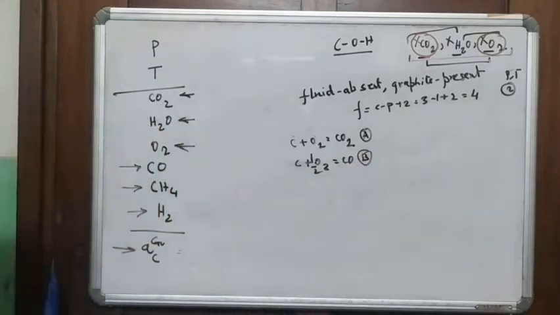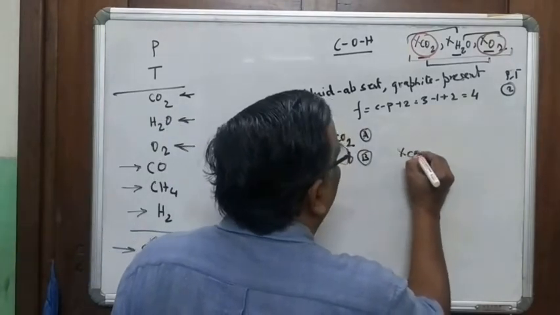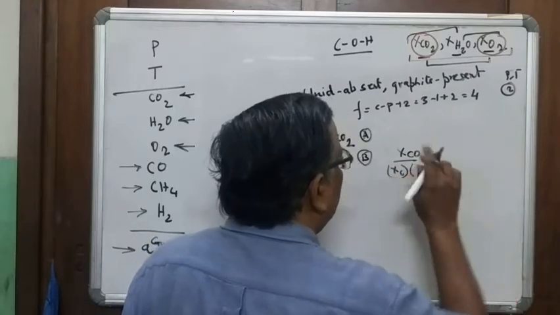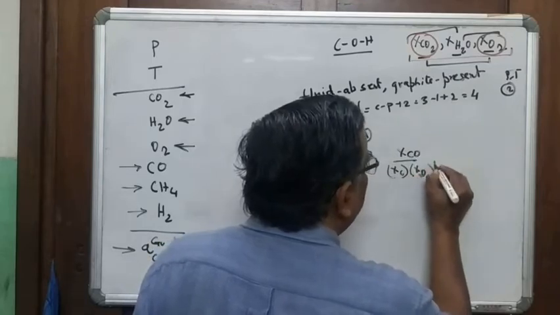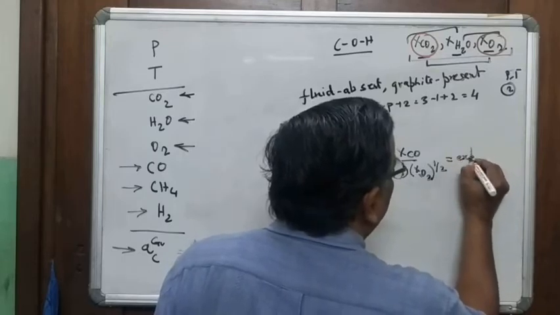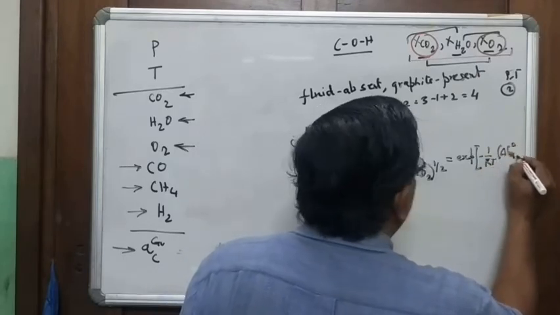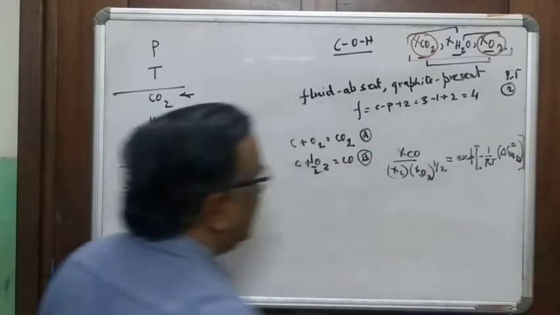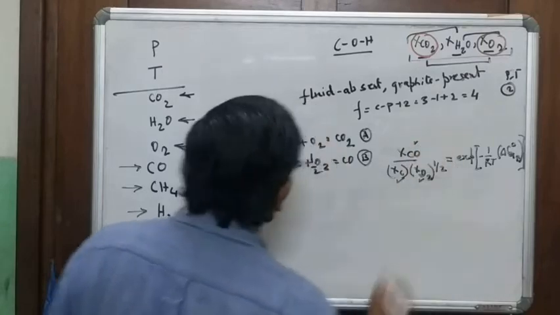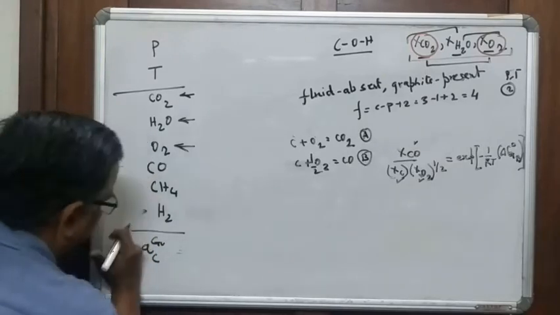This is B. Now, in this, for example, we can write XCO divided by XC into XO2 to the power half is equal to exponential minus 1 by RT into delta G0B. Now here you see, you know XC and you know XO2, so you can find out XCO. Here you know this parameter.